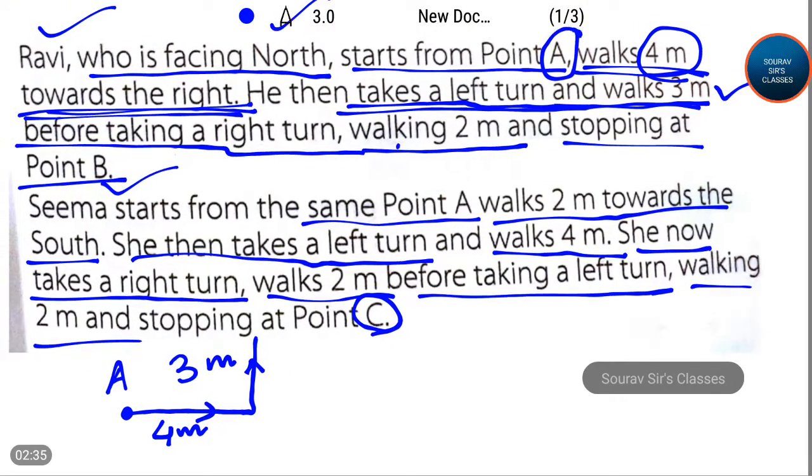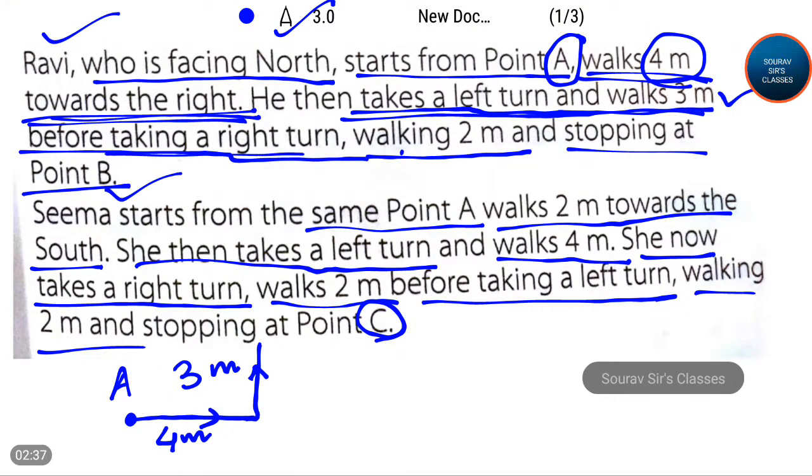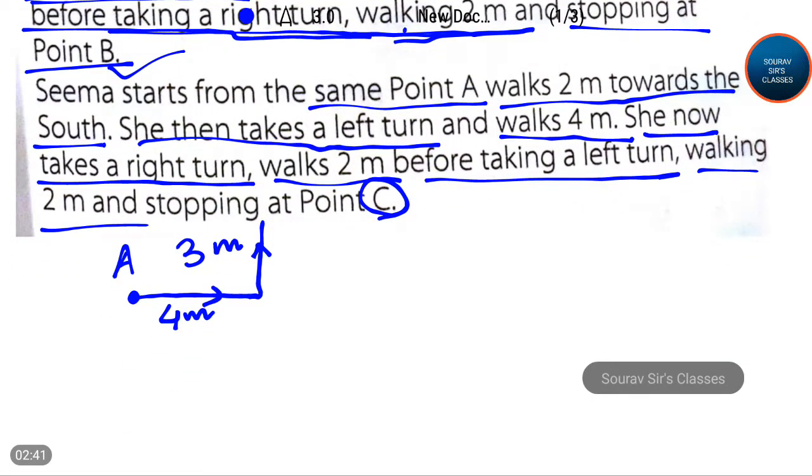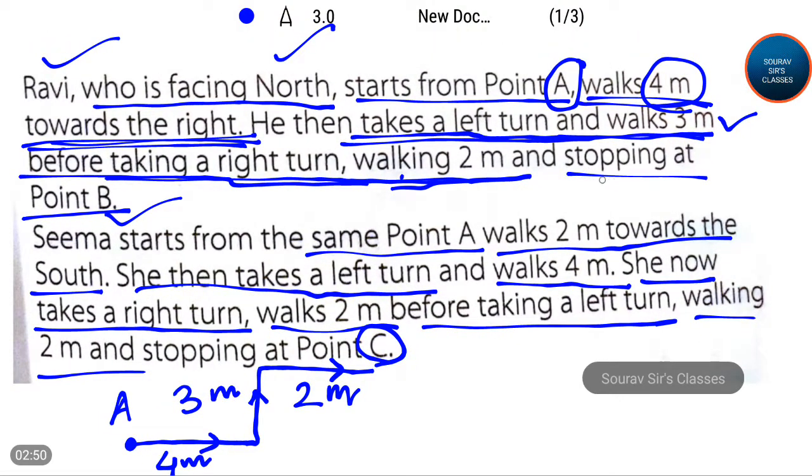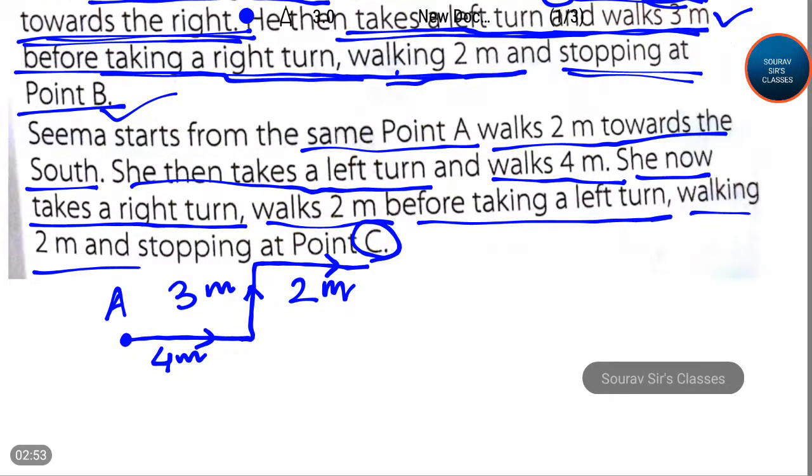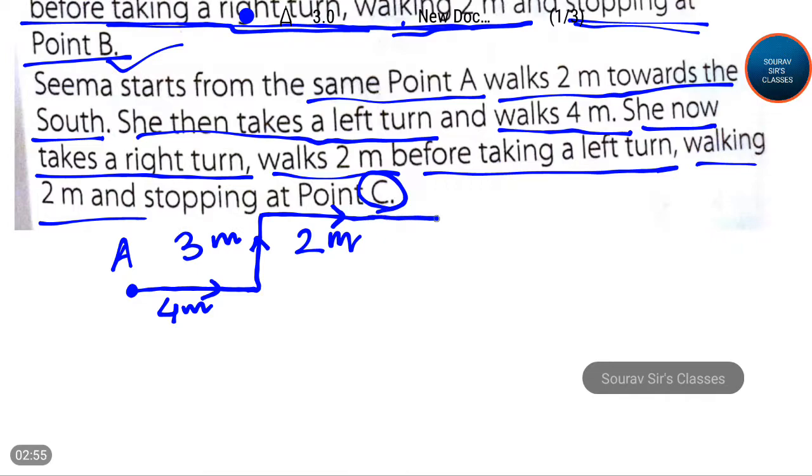Now, before stopping he takes a right turn, so again he took a right turn from this point and walked for 2 meters, and this is 2 meters. And stopping at point B, so let's consider this point as point B, Ravi's end point.